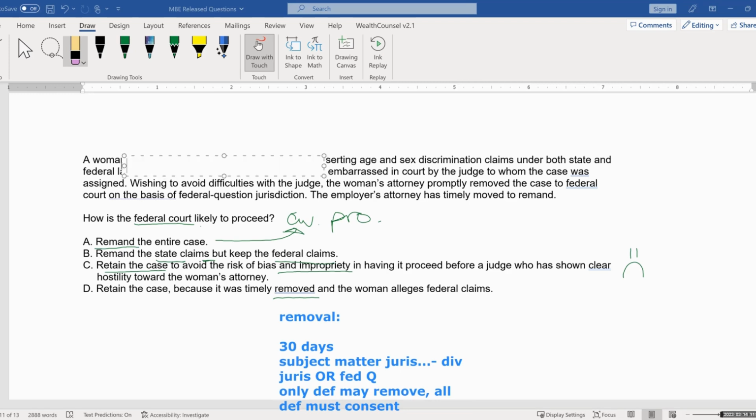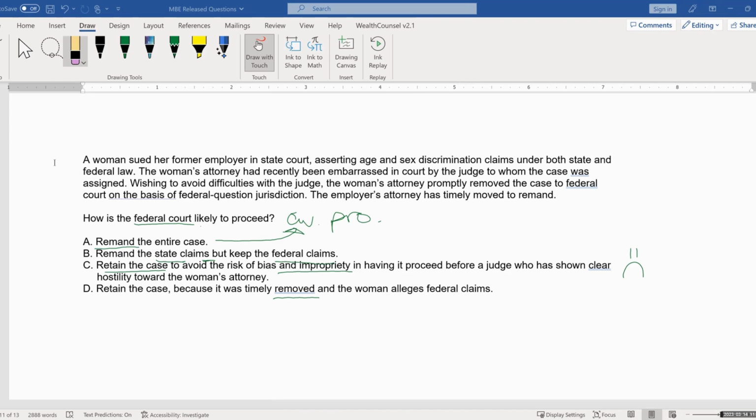When you go to the fact pattern, it starts out, a woman sued her former employer in state court asserting age and sex discrimination claims under both state and federal law. In that sentence, I would make a note of the woman being the plaintiff, because if you know the rule that only defendants can remove, it's going to be important. The former employer is the defendant in state court. So they are making claims under federal law, which is what we saw in answer choice D. So as far as we can see, she has filed a federal claim. D is still a viable answer choice.